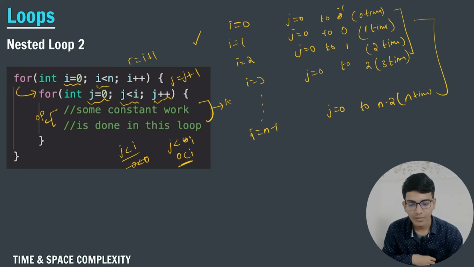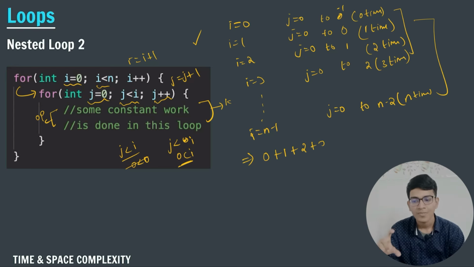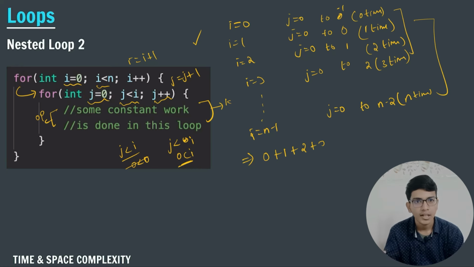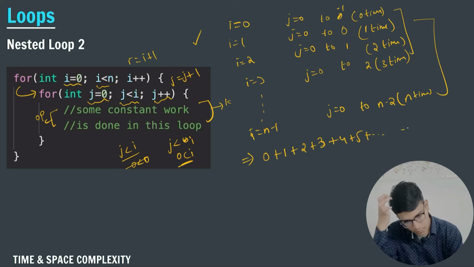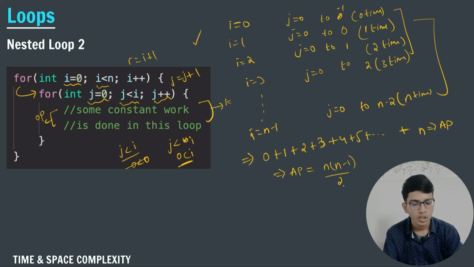Okay, so the total work done here is 0 plus 1 plus 2 plus 3, and so on. We need to add all the operations that take place in our inner loop. The addition of all operations will give us the total work, and from that we can calculate our time complexity. So 0 plus 1 plus 2 plus 3 plus up to n. So what is this? This is our AP. What is the formula for calculating the sum of terms in an AP? That is n into n minus 1 divided by 2. So this will give me n square minus n divided by 2.